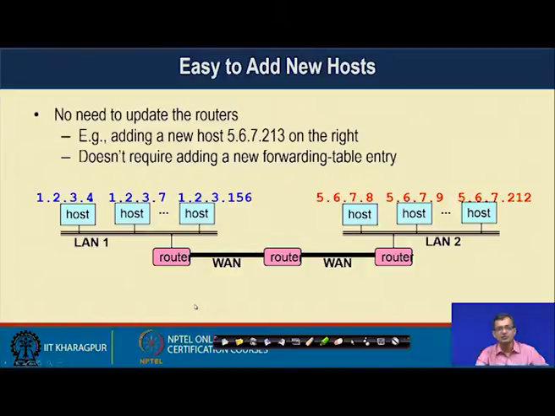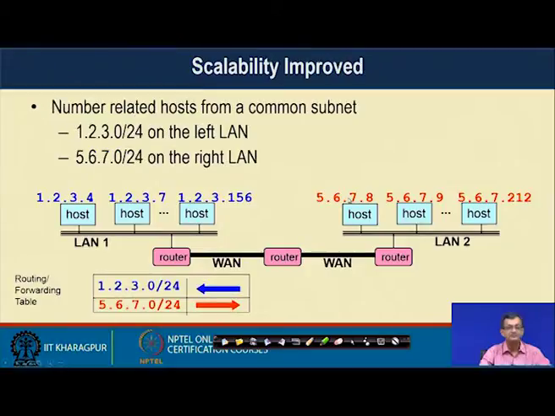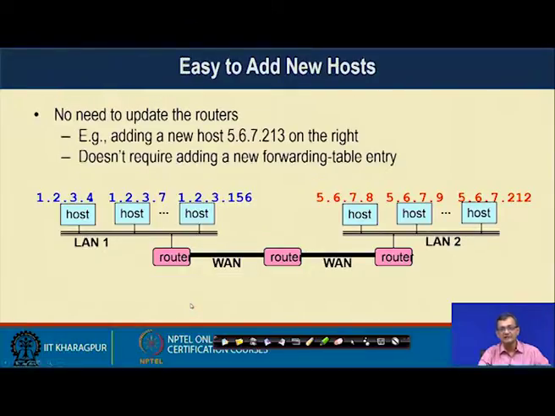So, in LAN 2, if I add a new host, it does not require adding a new forwarding entry into the table. So, it now does not address host by host, but addresses a network. So, this network we see is 5670 /24. It is a network address with a 24 bit mask, and if I add something like this, I do not require that individual routers across the world need to be changed. Still it is in the same network.